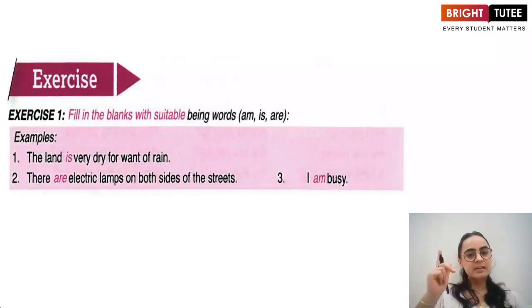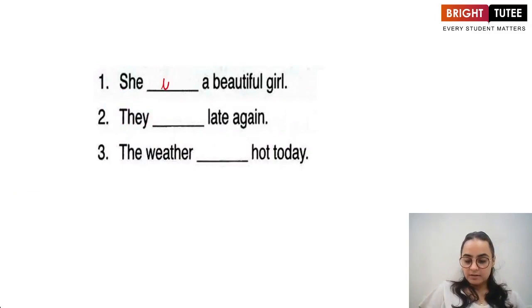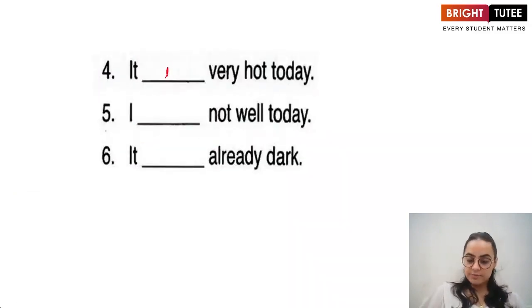Okay? Let us now look at this question. Fill in the blank with the suitable being words. Alright, so she is a beautiful girl. They are late again. The weather is hot today. It is very hot today. I am not well today. It is already dark.